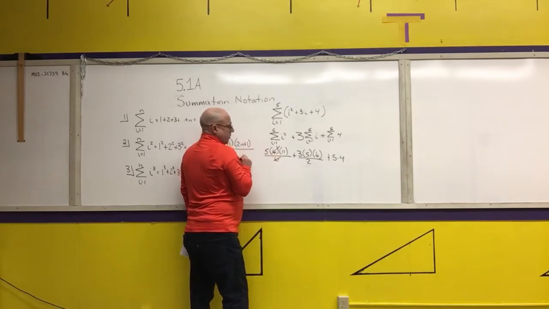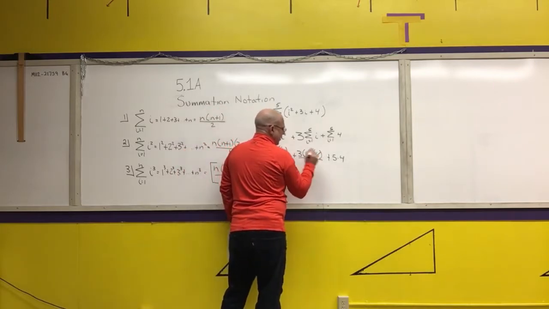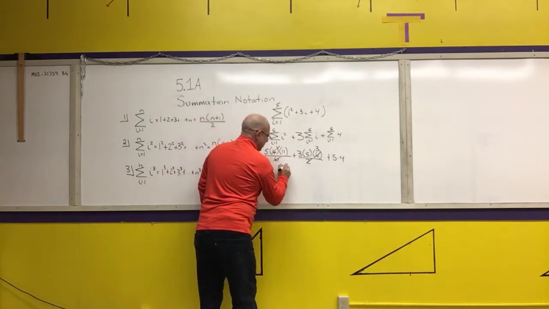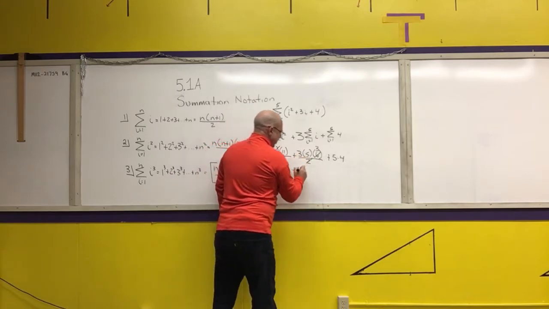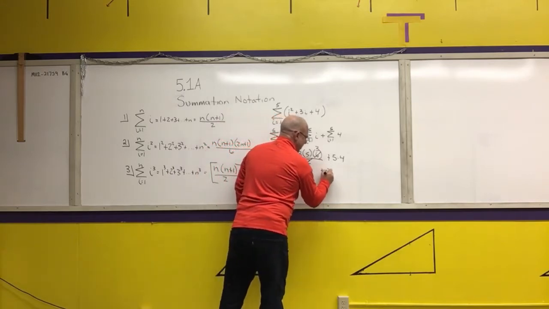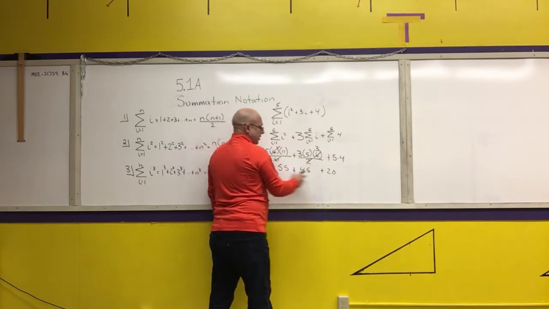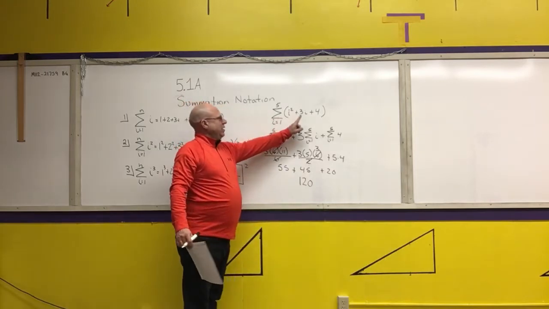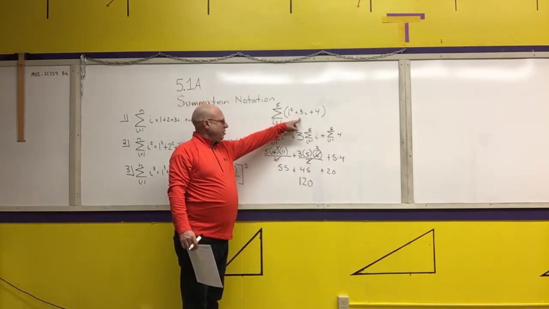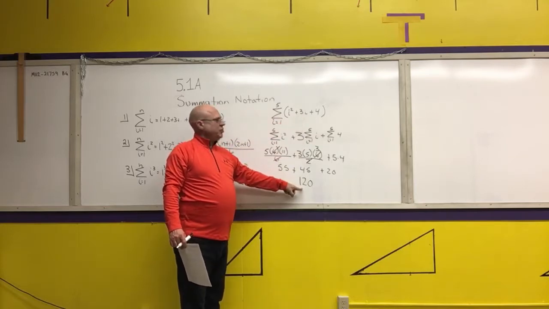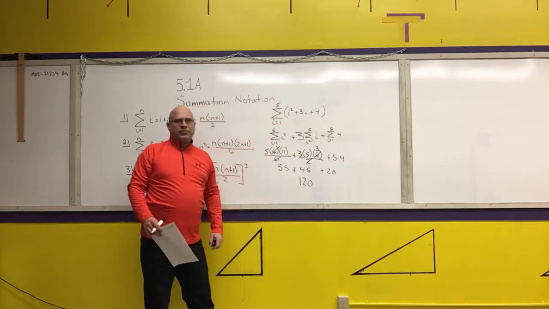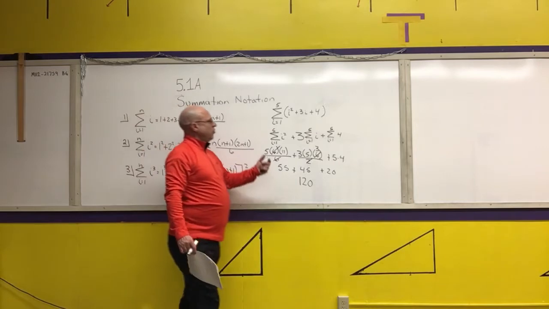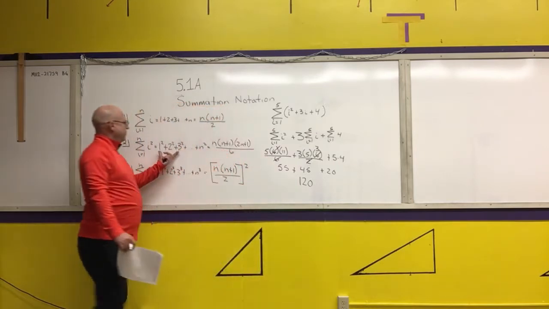Those 6's will cancel. That 2 will cancel with one of those in there, leaving me with a 3. So I end up with 5 times 11, which is 55, plus 9 times 5, which is 45, plus 20. 45 plus 55 is 100, plus 20 is 120. So if you were to add the first 5 integer iterations of this polynomial together, your answer would be 120.